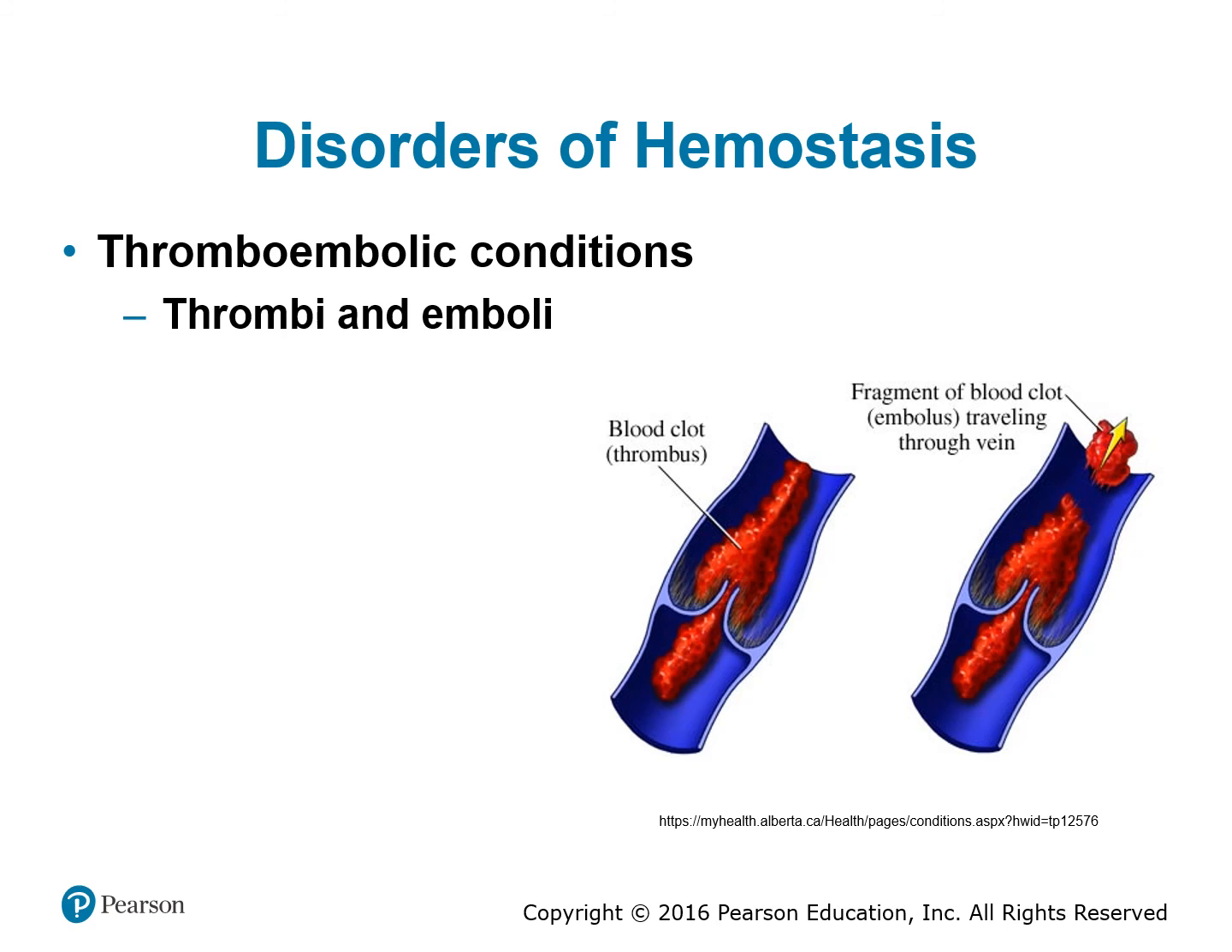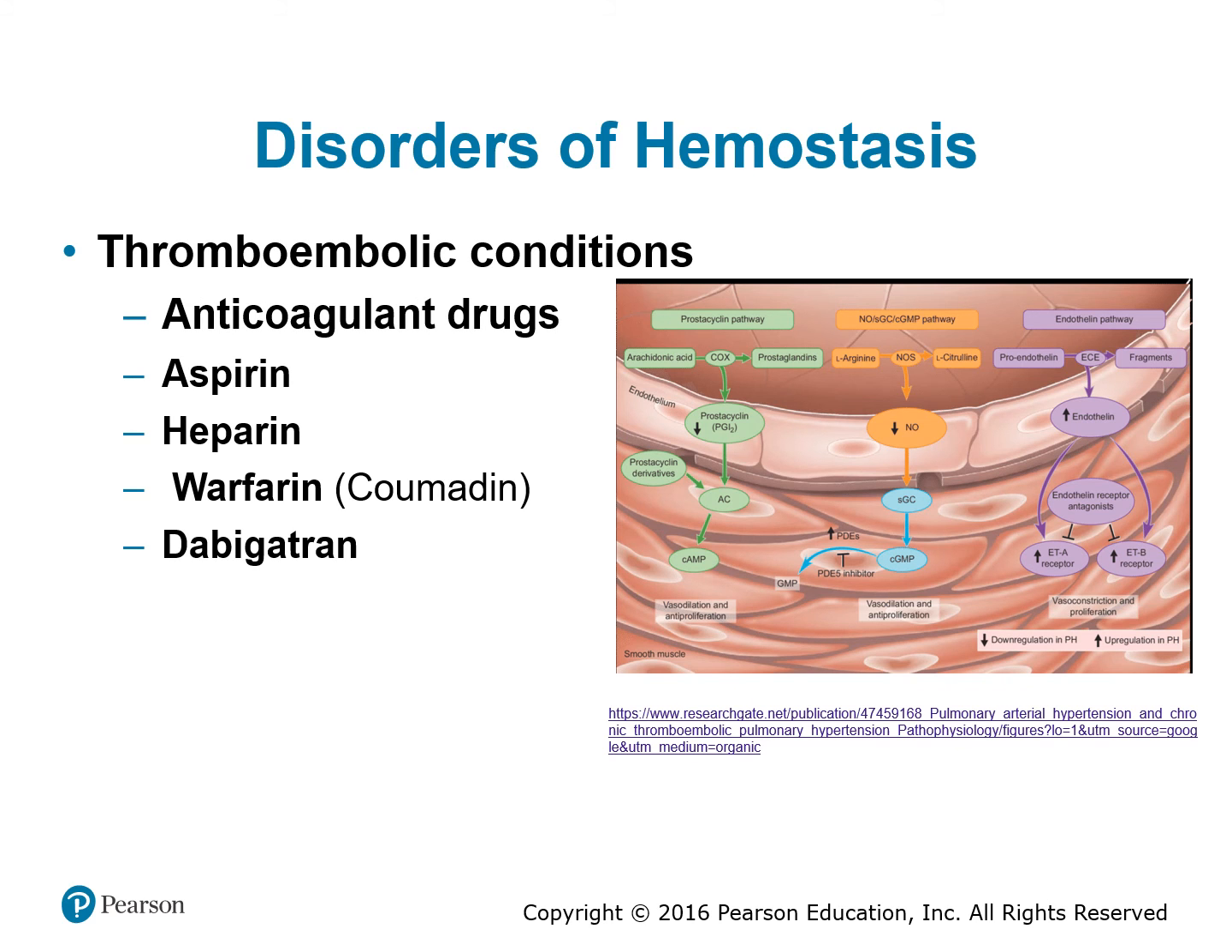There are many risk factors that contribute to developing thromboembolic conditions, such as atherosclerosis, inflammation, slowly flowing blood or blood stasis from immobility, and smoking. For treatment for the thromboembolic conditions, anticoagulant drugs are usually used, and these drugs are used to prevent undesirable clotting from occurring in the first place. Some of the drugs are mentioned here on this slide.